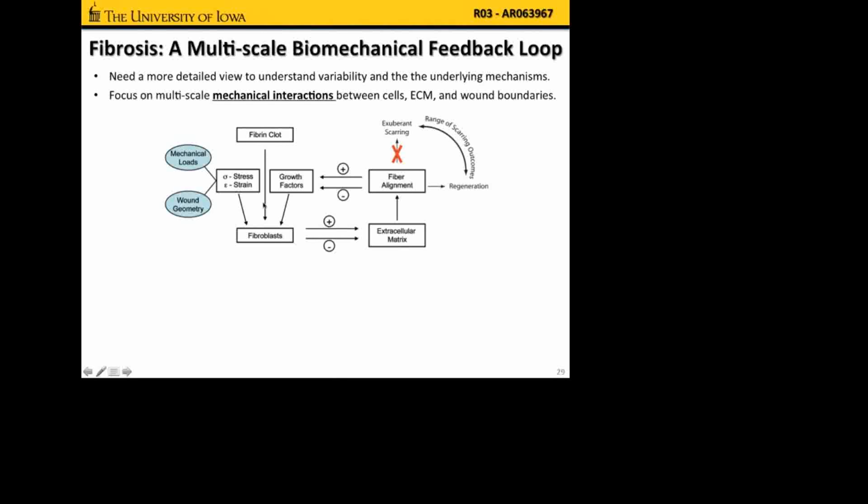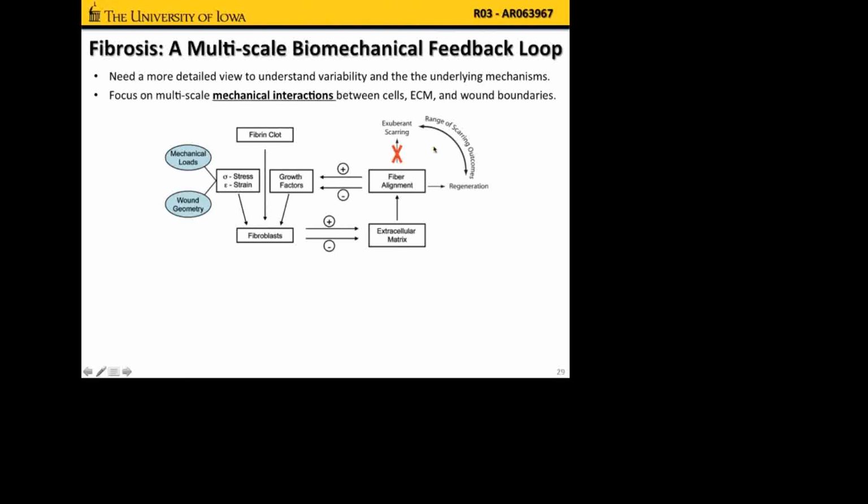And this process will continue to cycle around until you get to some sort of outcome, which in the ideal limit would be total regeneration. The other side of things would be exuberant scarring. And what we want to do is gain control of this loop, identify what factors are part of this loop so that we can modify and direct the range of scarring outcomes to be more in line with regeneration.